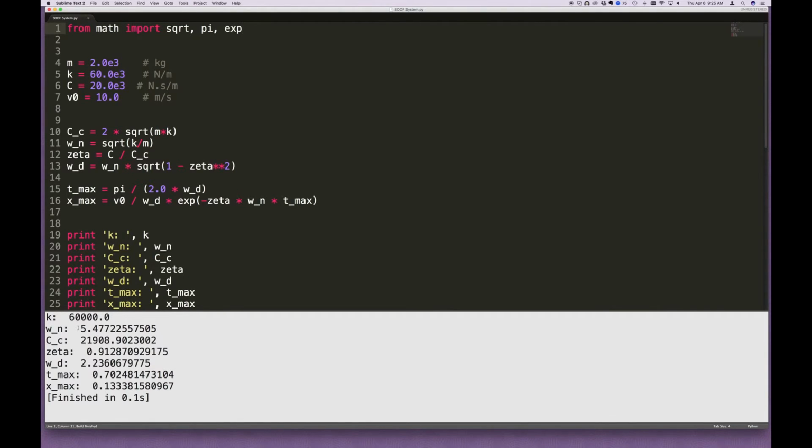So K is 60,000. Our omega n is 5.477. That would be radians per second. C critical is 21,908. That would be newtons times seconds per meter. Zeta, which is the damping ratio, is pretty high. It's 91%. Damped frequency, you can see, is somewhat less than the natural frequency. That was expected. And the maximum time, the time taken to reach the maximum displacement, is 0.7 seconds. And the maximum displacement is 0.13 meters, or about 13 centimeters.